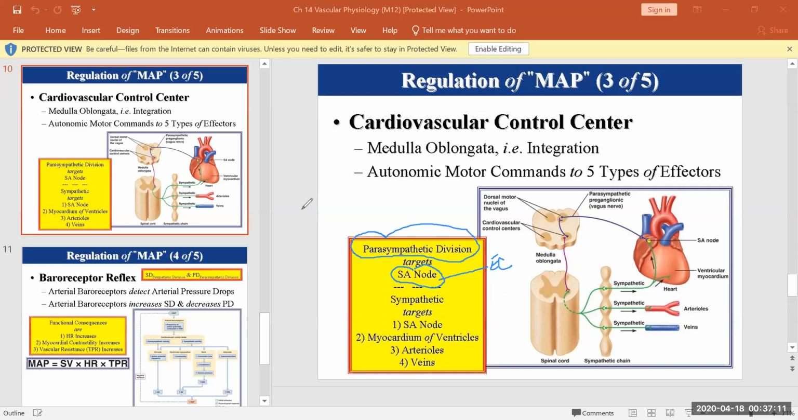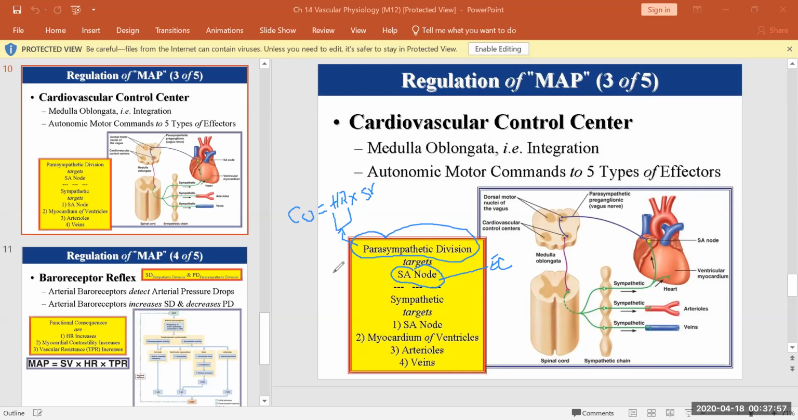So when we look at the equation CO equals HR times SV, there you go. The parasympathetic can only affect this part of the equation, the heart rate. The parasympathetic cannot, I repeat, cannot affect the mechanical component of the heart. It has no say in terms of the strength of contraction of the myocardium, the strength of contraction of a cardiomyocyte.